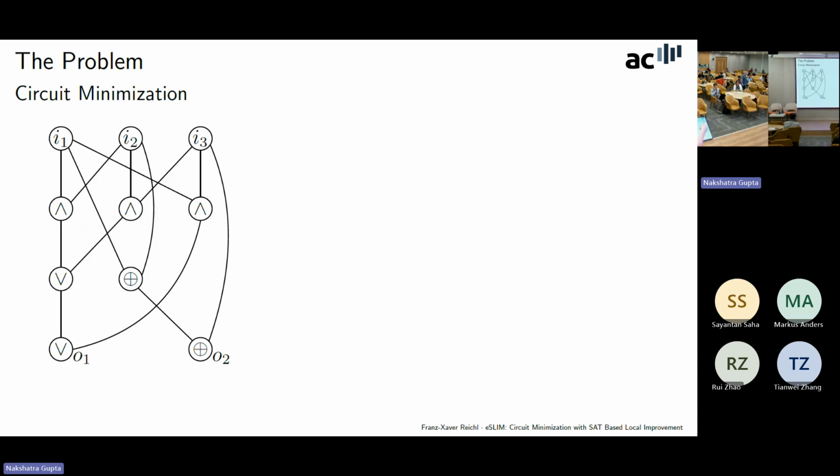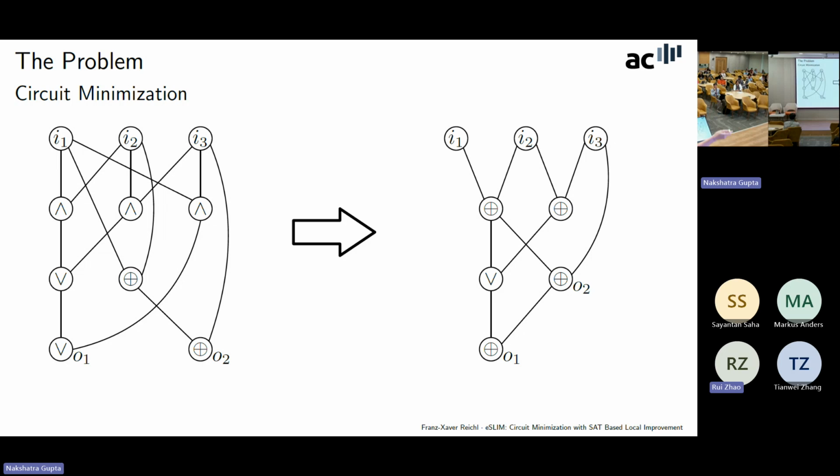This is the reason why we consider another problem, namely circuit minimization. Here the task is that we already are given a circuit, and we want to find another circuit which has fewer gates, but which still computes the same function as the original circuit. Now the resulting circuit is no longer guaranteed to be of minimum size, but of course, we can now apply this also to larger circuits.